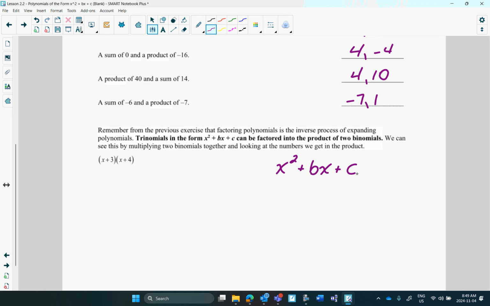The second term is minus or plus something x. And the last term is a number, a constant, plus or minus something. When we factor it, when we break it up into what we multiply, it's always going to look like this. We just have to figure out what the numbers are. Okay? And there's a pattern to this.